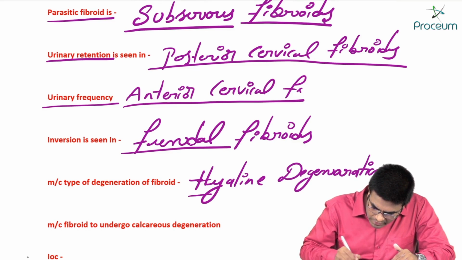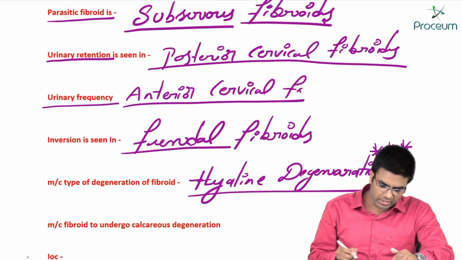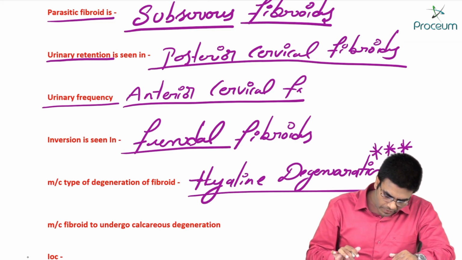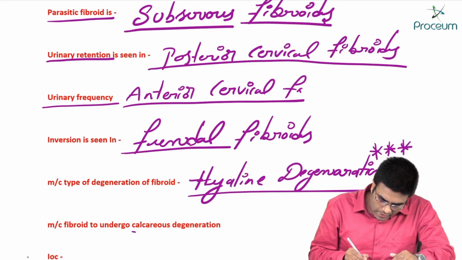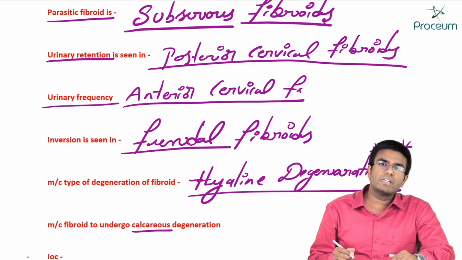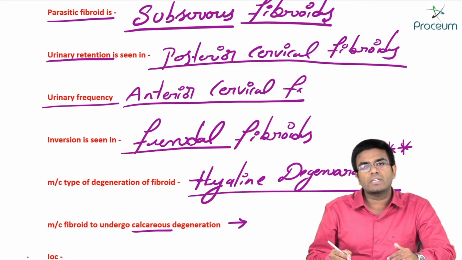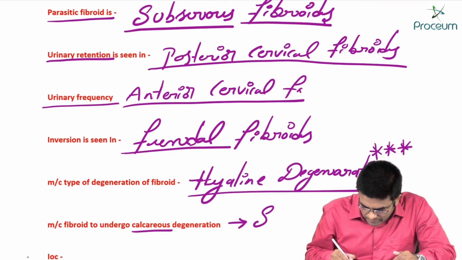Okay, so hyaline degeneration, very very important MCQ. Hyaline degeneration is the most common degeneration of fibroids. Now, most common fibroid to undergo calcareous degeneration. Now, this is one more variant of degeneration. Here, the most common fibroid which is undergoing calcareous degeneration is subserous.